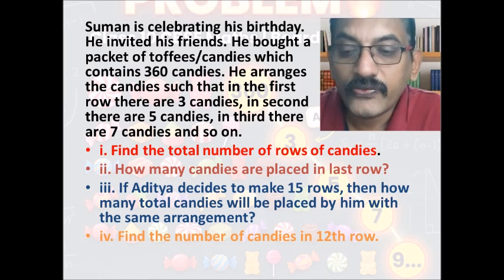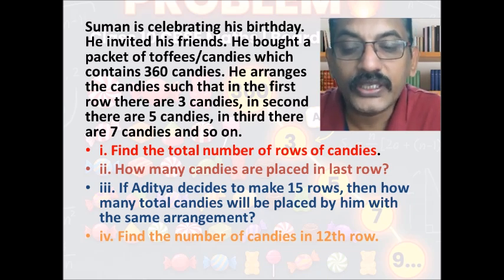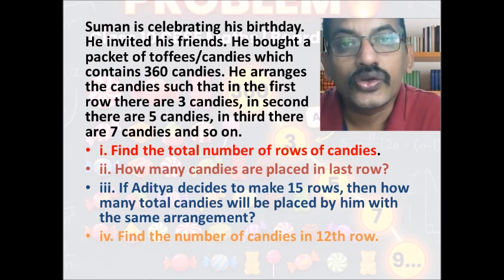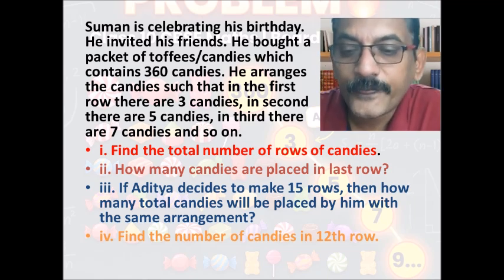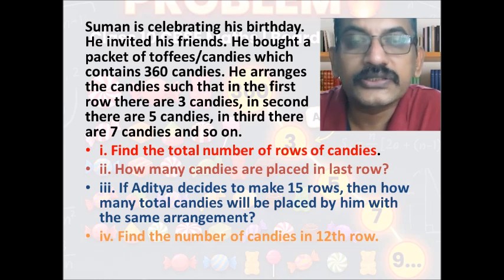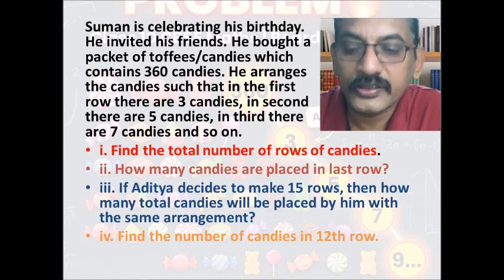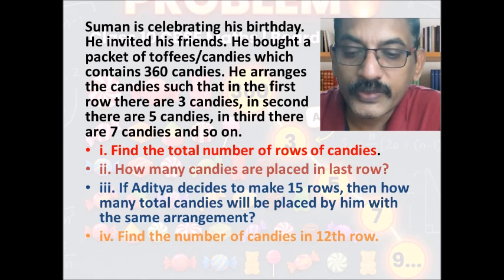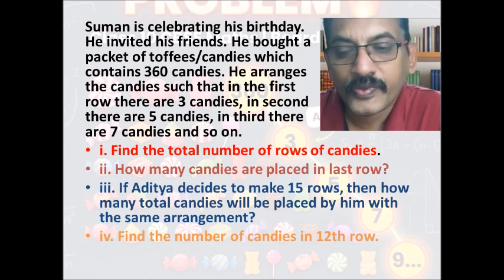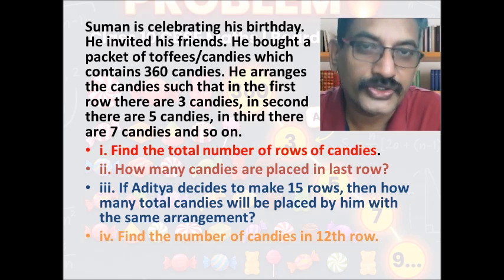Third question, if Aditya decides to make 15 rows, then how many total candies will be placed by him with the same arrangement? And the fourth, find the total number of candies in the 12th row. This is the question, and this case study is based on the arithmetic progression. Let's move on to the solution.